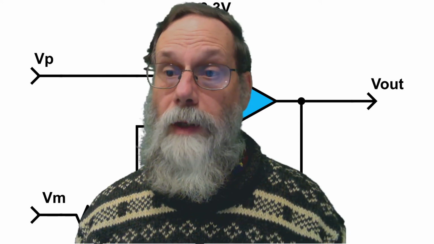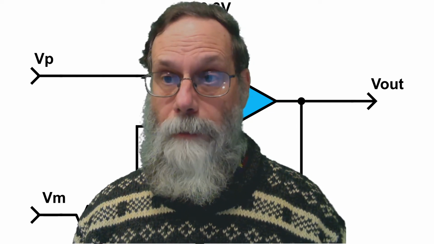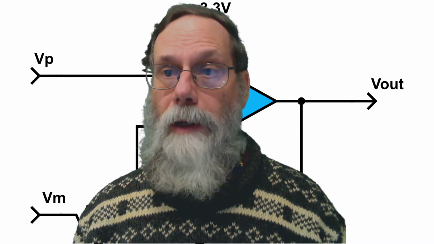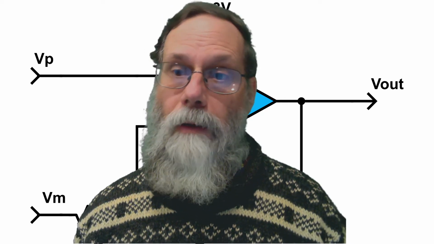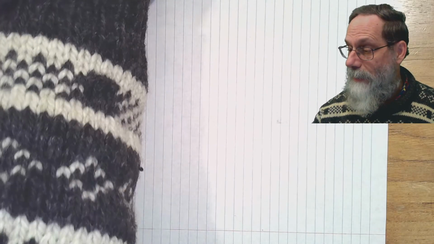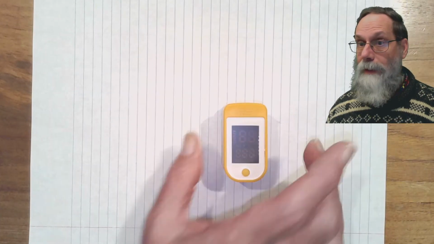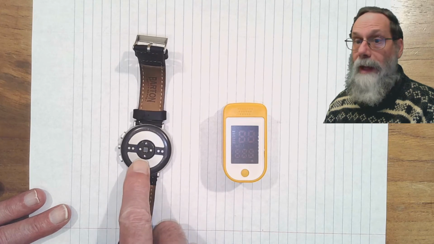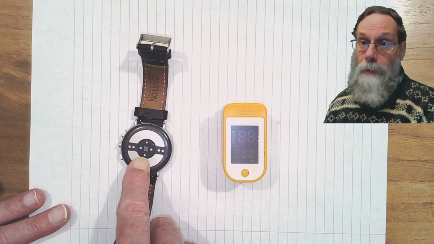This video is about the optical properties of blood. It corresponds to section 22.5 of the Applied Analog Electronics textbook. Now, the reason we're interested in the optical properties of blood is because we want to design devices like this one, a pulse oximeter, or this one, a smartwatch that has a pulse monitor built into it.